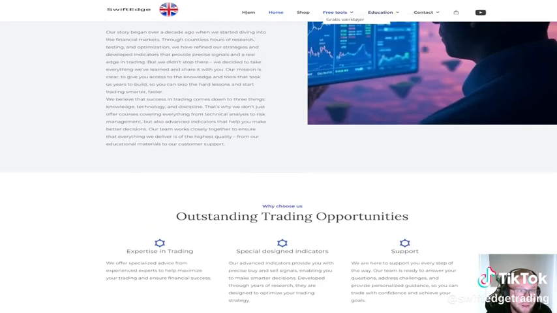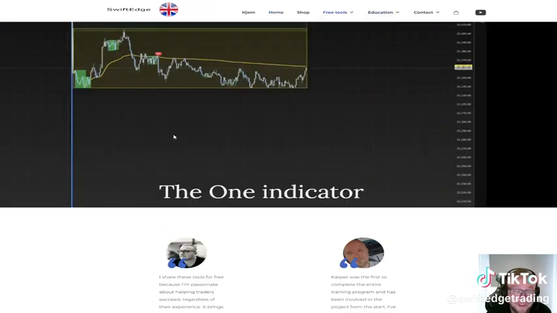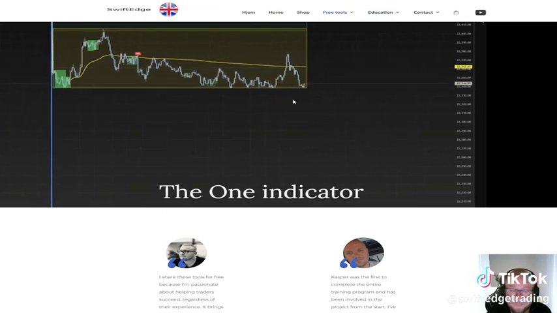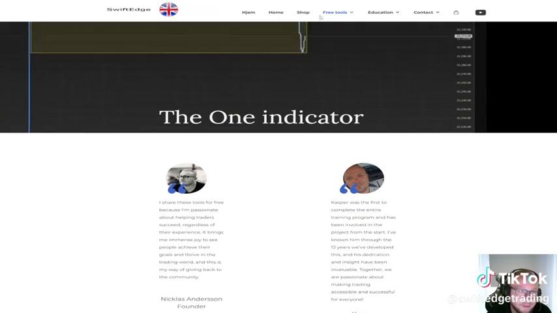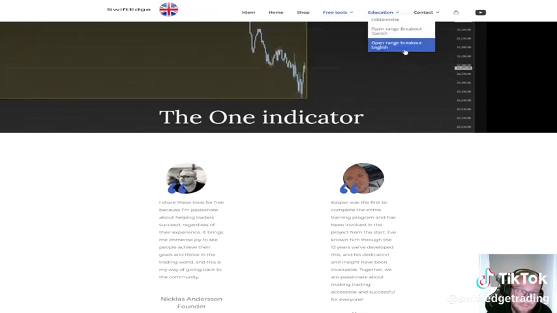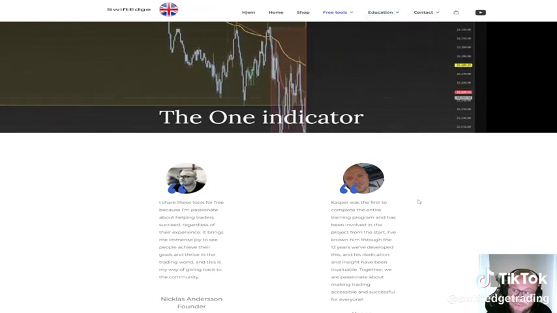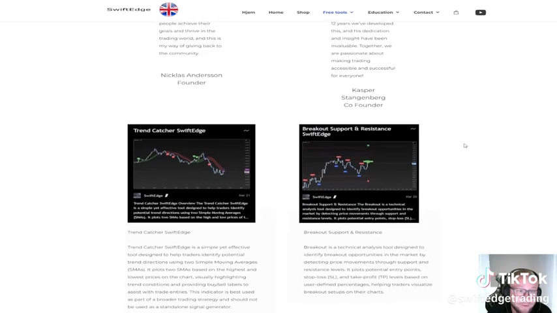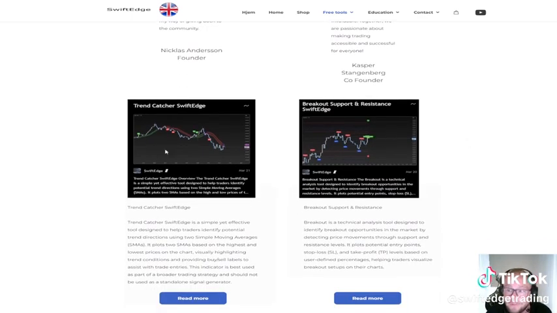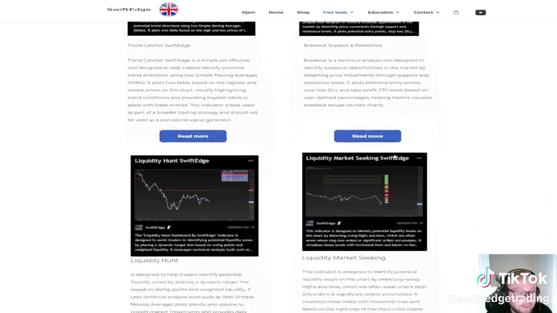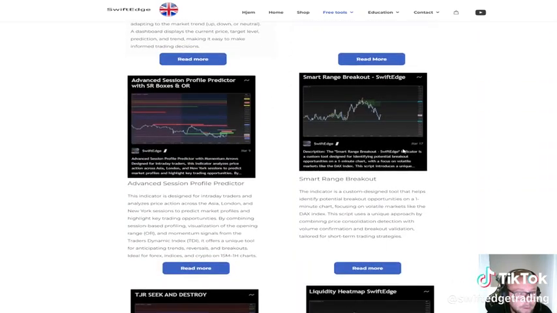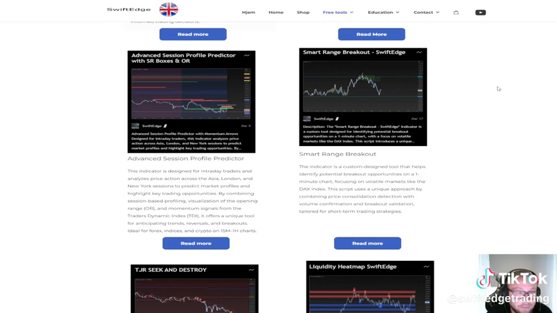Let's go into our free tools. This is the only indicator I'm selling, but you don't need it, because I have the complete breakdown of the strategy also for free. Now I'll just go through some of the tools we have, like smart range breakout. It detects when the price is consolidating, and it marks up all the candlesticks, and when it breaks out, you can trade. So it's a breakout strategy.